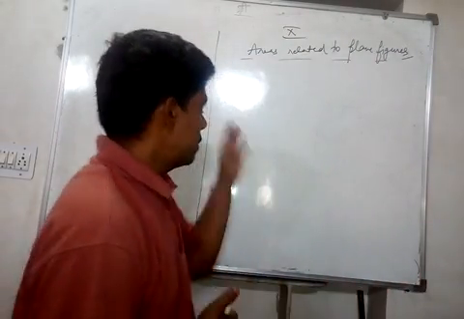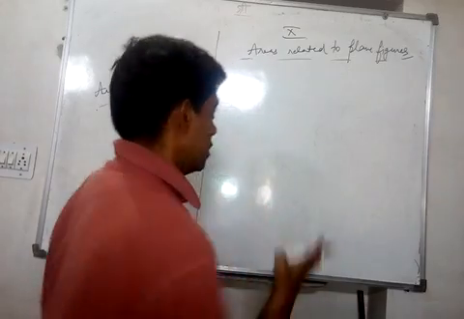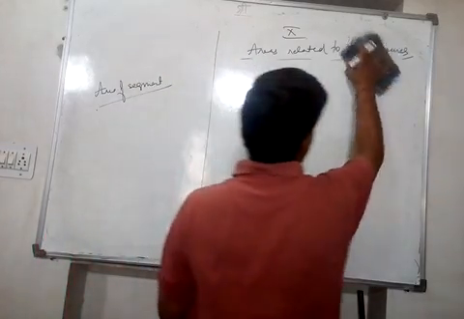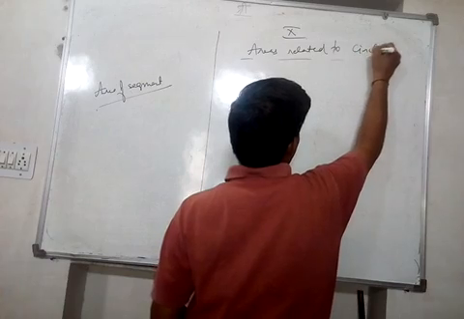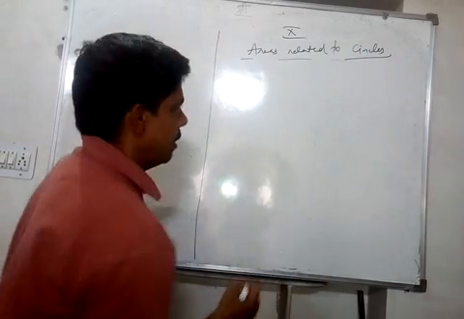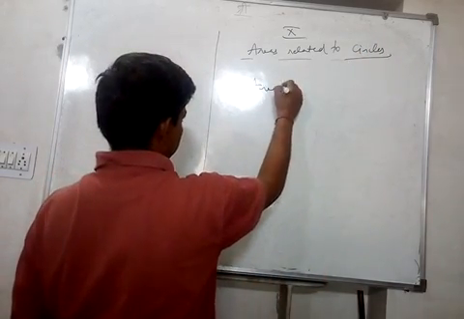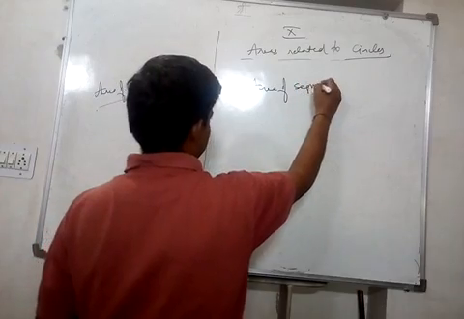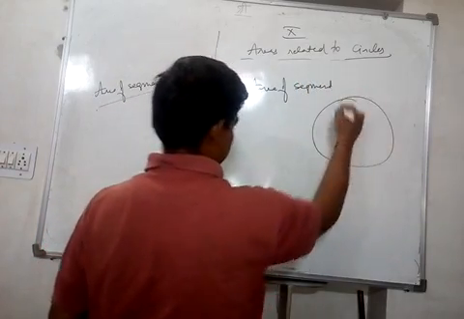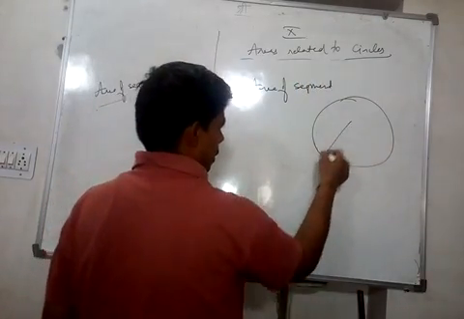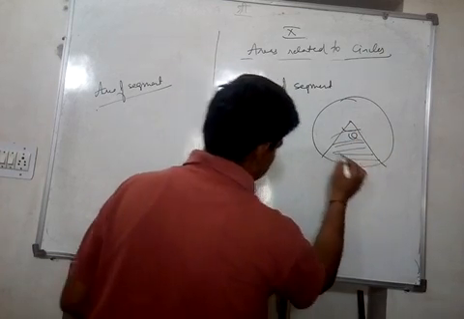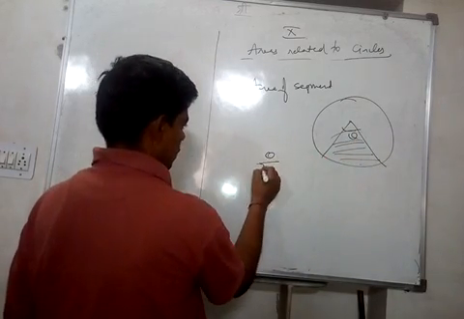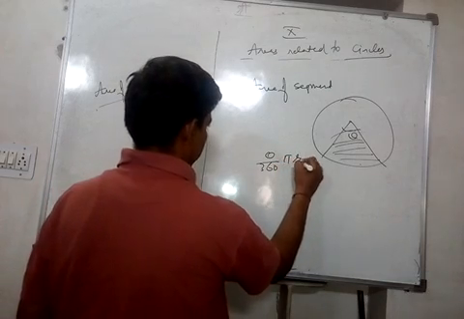We are doing areas related to plane figures, circles. We are doing areas related to circles, and so we have seen the area of segment. This is a segment. This is a circle. Angle theta. This is called segment, and the area of segment is theta upon 360 pi r square.